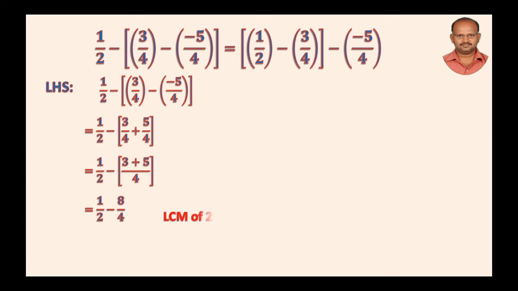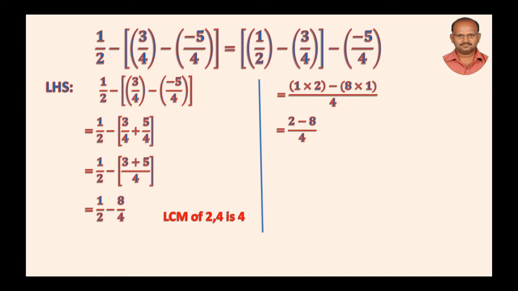LCM of 2 comma 4 is 4. That is equal to 1 into 2 minus 8 into 1 upon 4. 2 minus 8 upon 4, that is equal to minus 6 by 4 divided by 2. 2 3s are 6, 2 2s are 4, that is equal to minus 3 by 2. LHS is equal to minus 3 by 2.